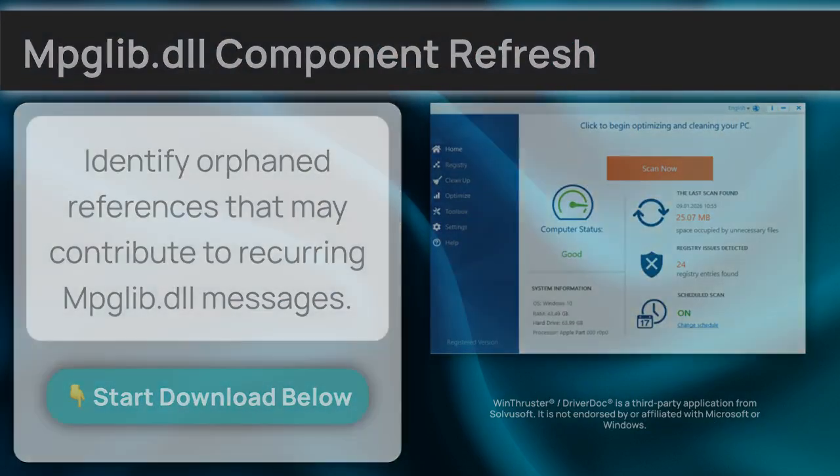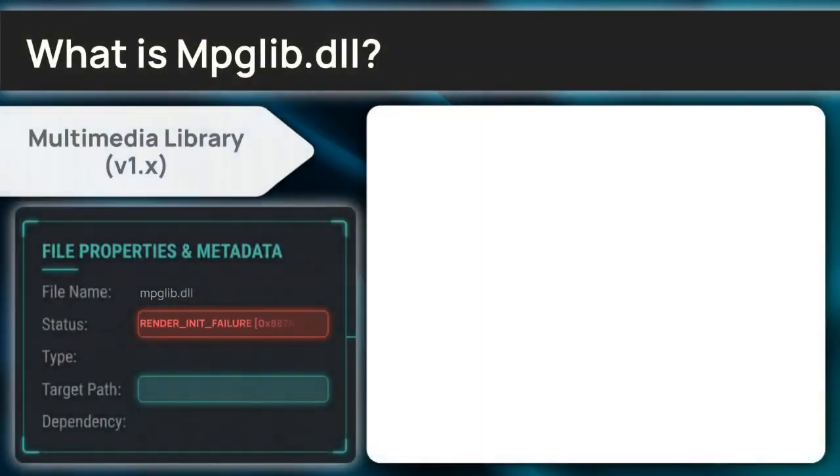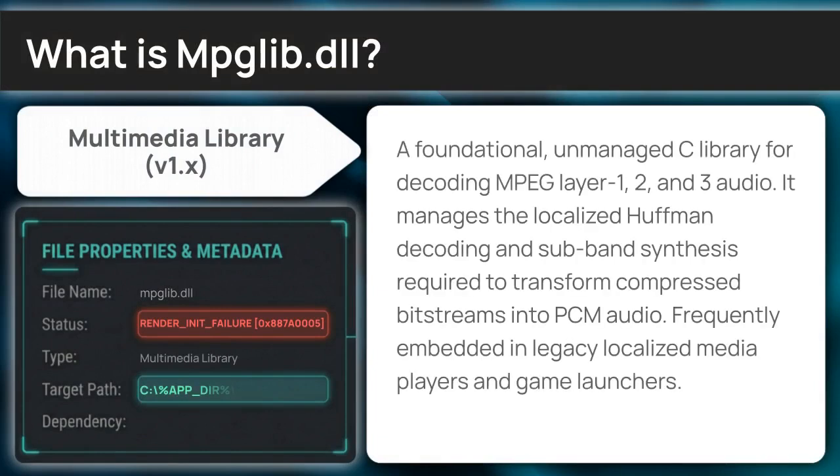This is the Mpglib library, a foundational unmanaged C library for decoding MPEG layer 1, 2, and 3 audio. It manages the localized Huffman decoding and subband synthesis required to transform compressed bit streams into PCM audio, frequently embedded in legacy localized media players and game launchers.